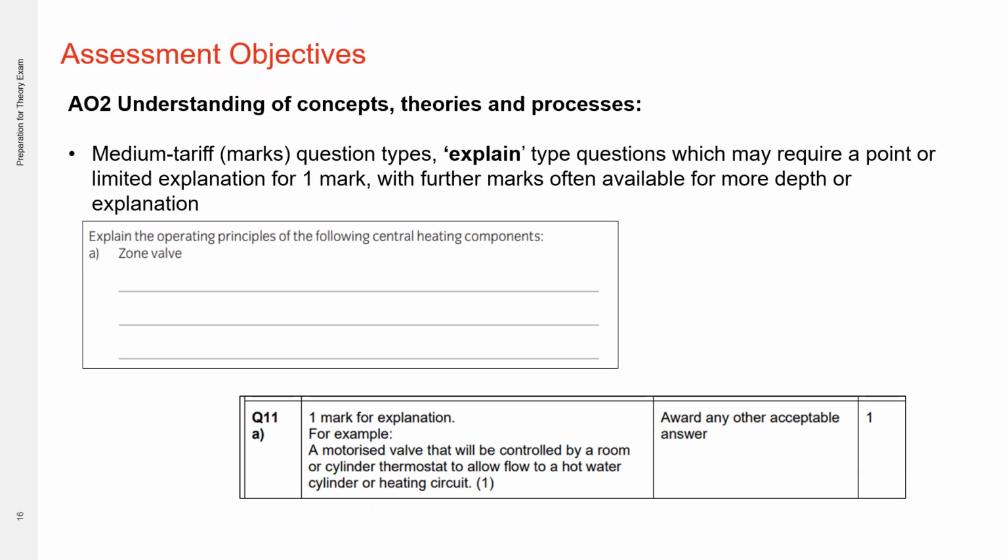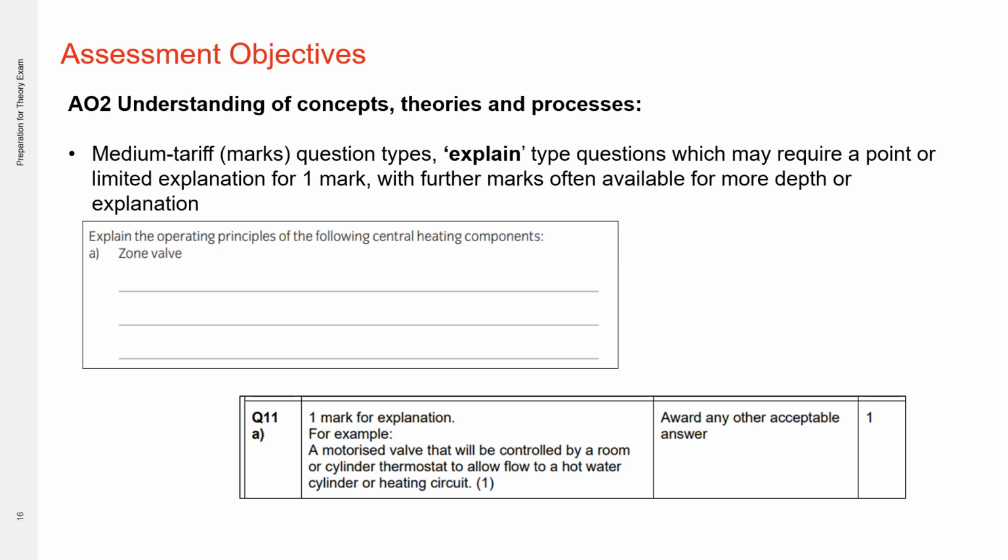Examples of AO2: understanding of concepts, theories and processes. These are medium tariff question types, such as explain. Often awarded 1 mark for identifying with limited explanation, and then further marks, often available for more depth or explanation.